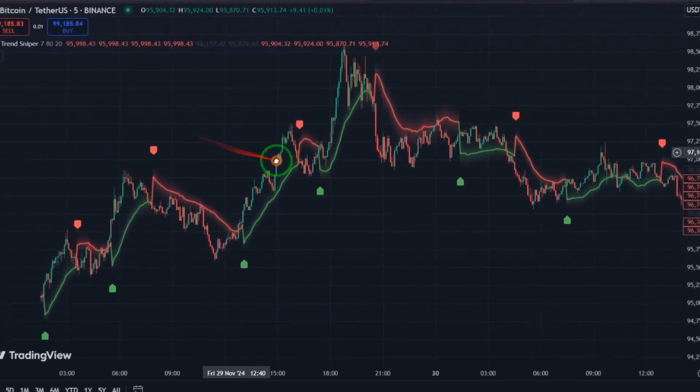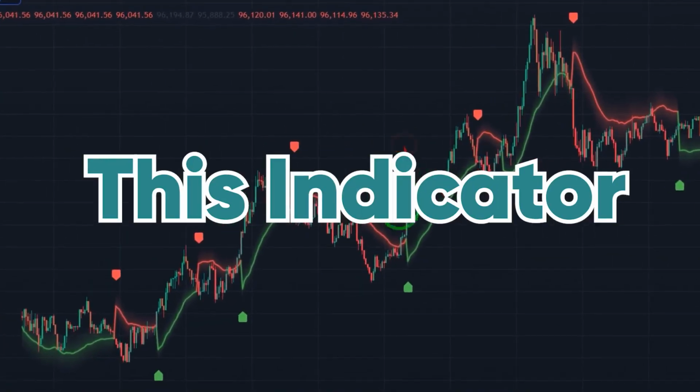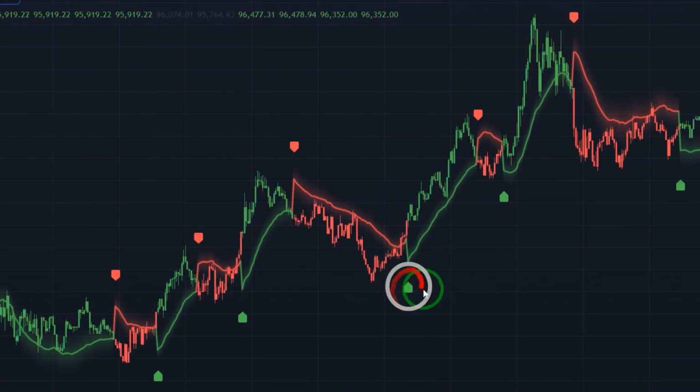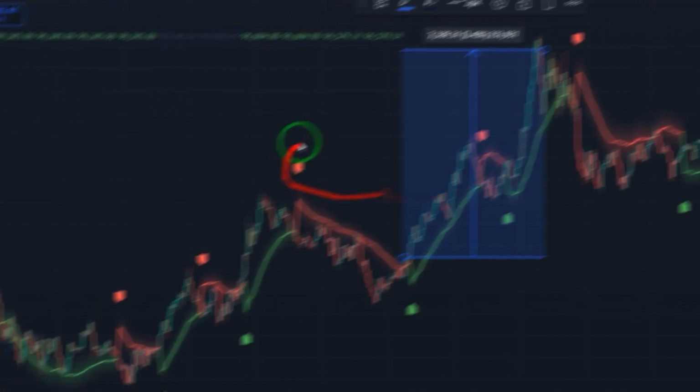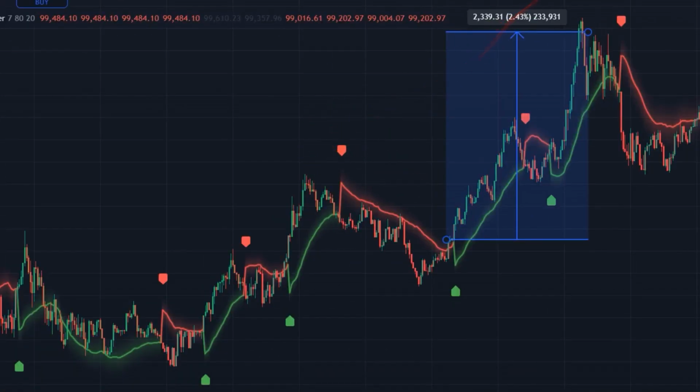After that, we need to understand how to use this indicator. This indicator gives us green and red signals, which represent buy and sell signals for us. For example, you can see that here a buy signal has been given, and if we had entered a buy trade using it, we could have made a significant profit. Or here we see a sell signal, and we can use that to enter a sell trade.